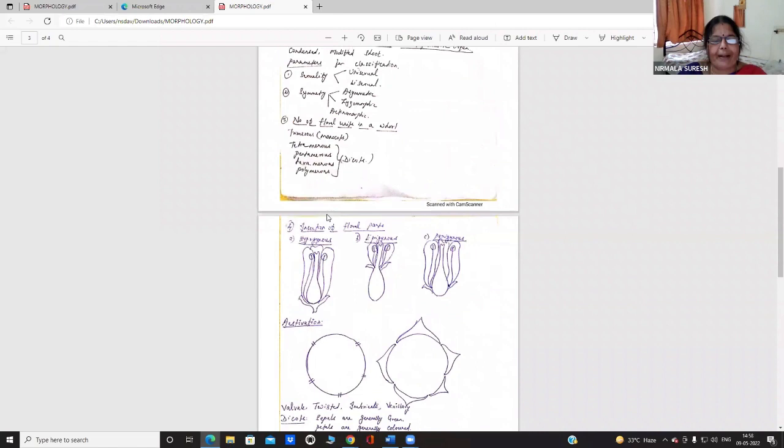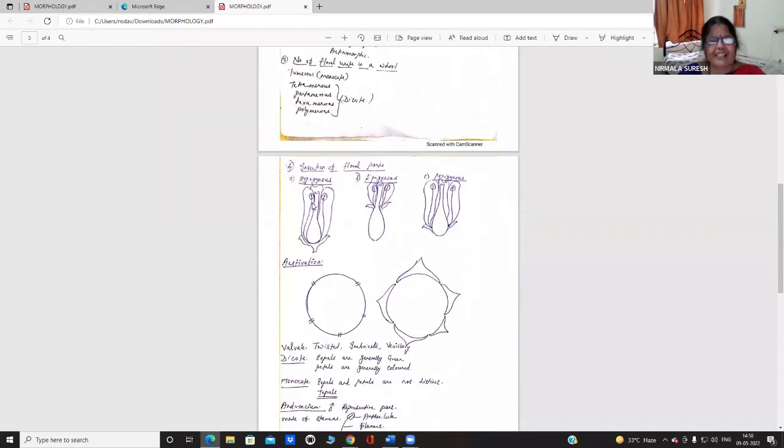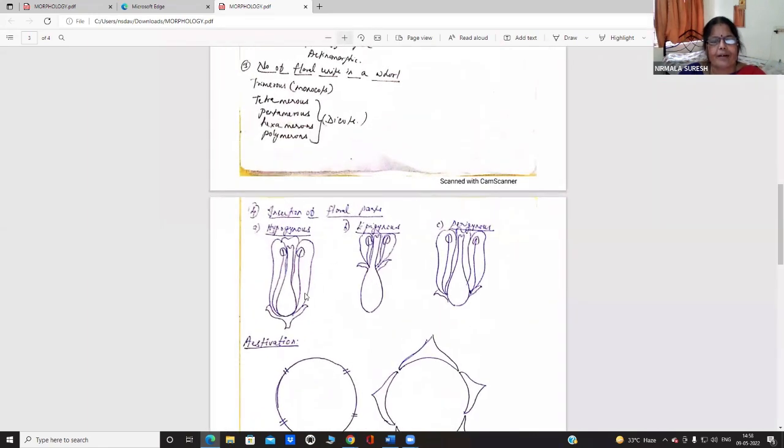Then the next parameter is insertion of floral parts on the thalamus. Let us give the definition of thalamus: the place where all the floral whorls are arranged. Based on the insertion, let us give simple diagrams, teachers. Hypogynous, epigynous, perigynous. Hypo means below. All the floral parts arise from below the ovary. I'll magnify it. If you see, this is the ovary, and other floral parts arise from below the ovary.